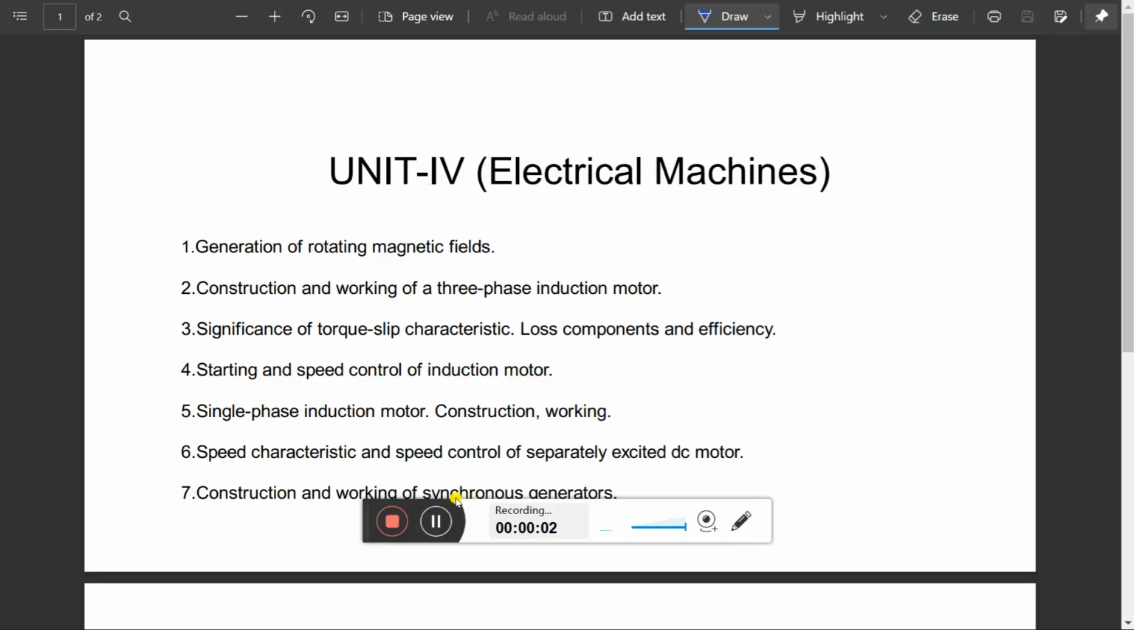Hello everyone. Today we will discuss the DEE fourth unit topic, electrical machines. In that, today I will complete the first topic, generation of rotating magnetic field.